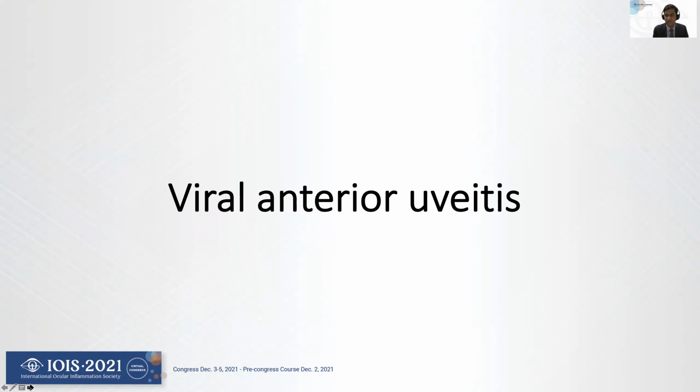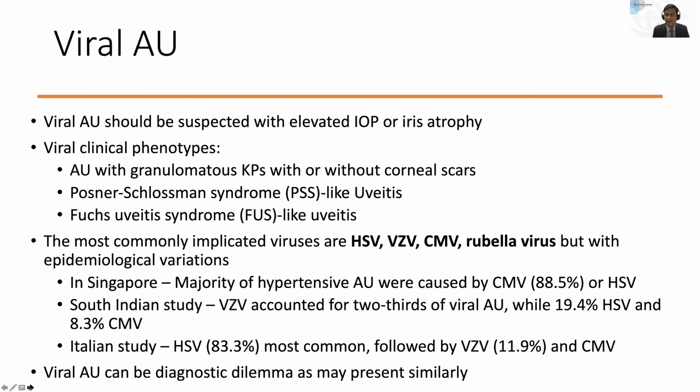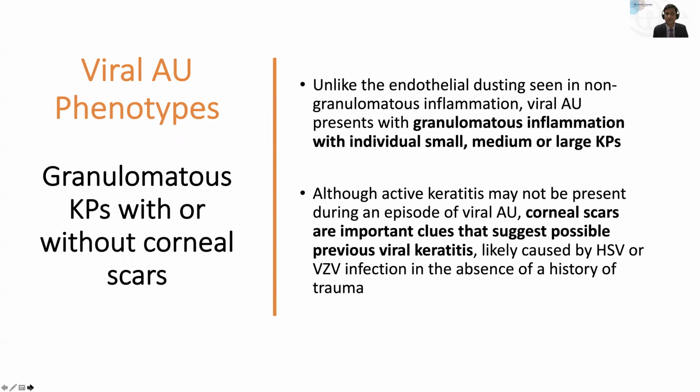Now, going into the depth of viral anterior uveitis, it should be suspected in patients with high IOP or iris atrophy associated with inflammation. It can present with or without KPs, or keratic precipitates, with or without corneal scar. It can be a syndrome called Posner-Schlossman syndrome, which we are all aware of, or it can be the syndrome of Fuchs heterochromic iridocyclitis or Fuchs uveitis syndrome. The commonly implicated viruses in patients with hypertensive uveitis are HSV, VZV, and CMV. And there is a significant number of CMV anterior uveitis which we see in this part of the world.